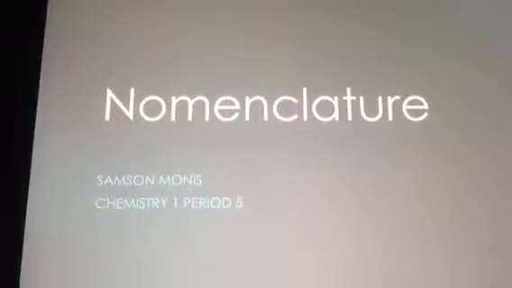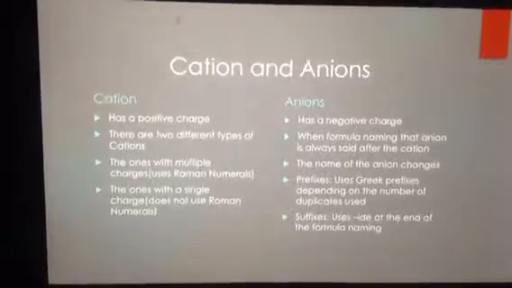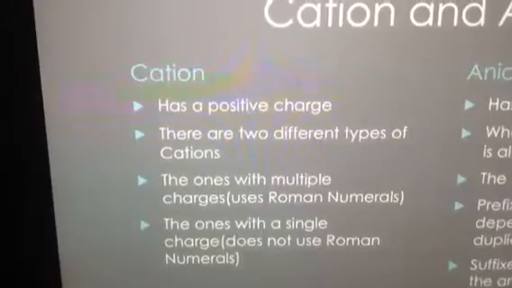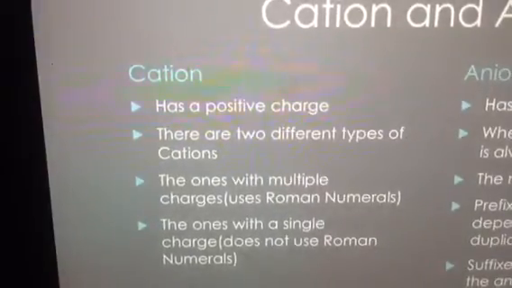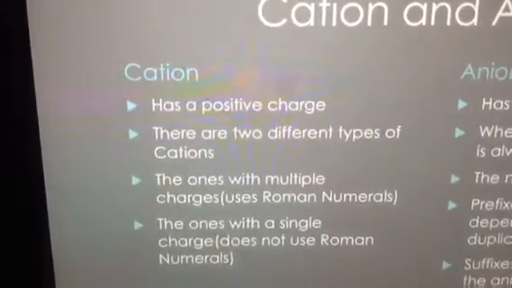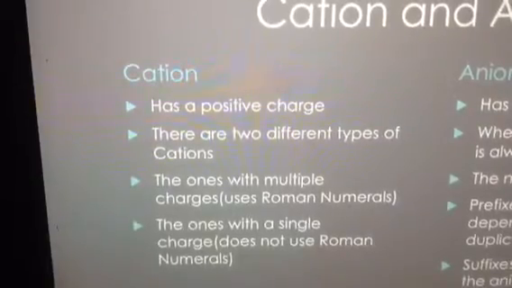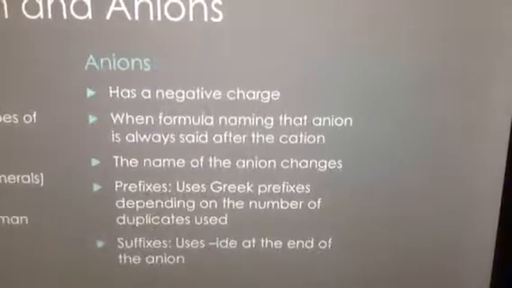Nomenclature by Samson. Cations and anions. A cation has a positive charge. There are two different types of cations: the ones with multiple charges that use Roman numerals and the ones with a single charge that do not use Roman numerals. Anions have a negative charge.